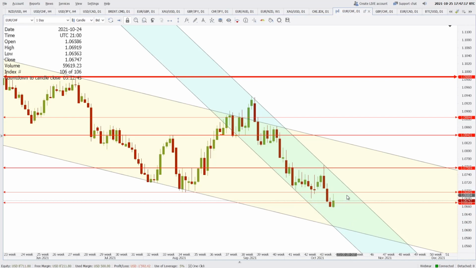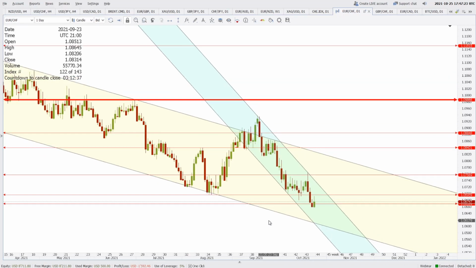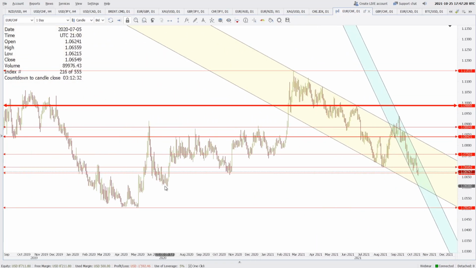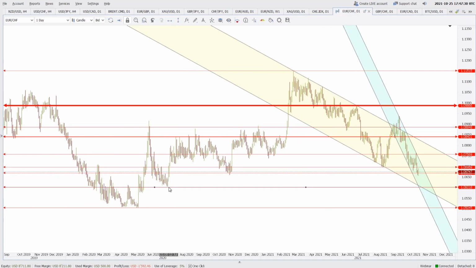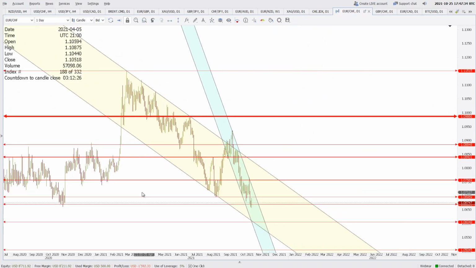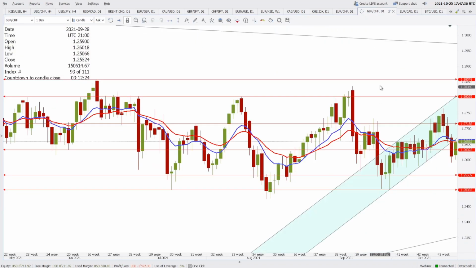So 1.0695 is the resistance, and here this falling channel support line is the dynamic support for the price. And after that, actually we have these lows here which may act as a support here, 1.0604 region for the euro CHF.